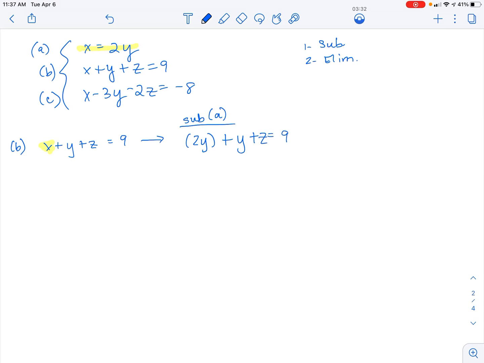Now I'm going to come down here and put down C, because I'm going to do the same thing for C that I just did for B. So we have x minus 3y minus 2z equals negative 8. And if I substitute in my x value as 2y, it's going to look like this.